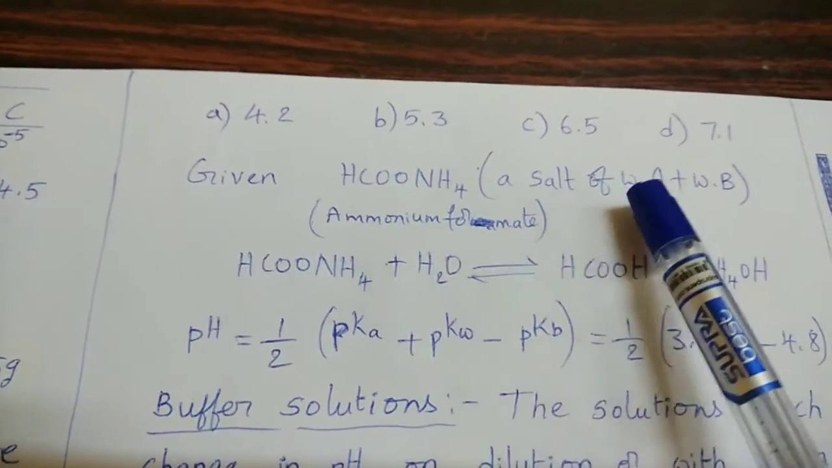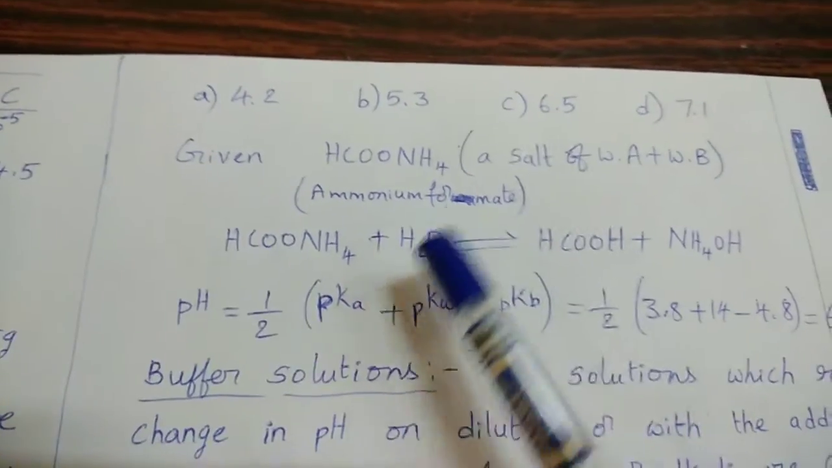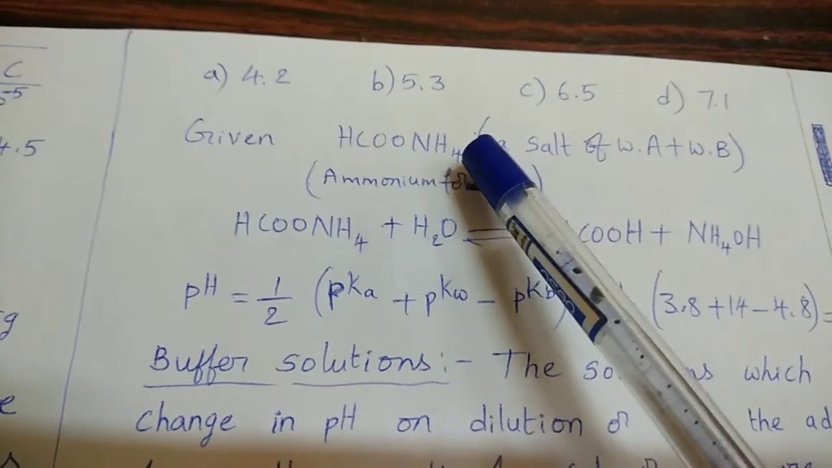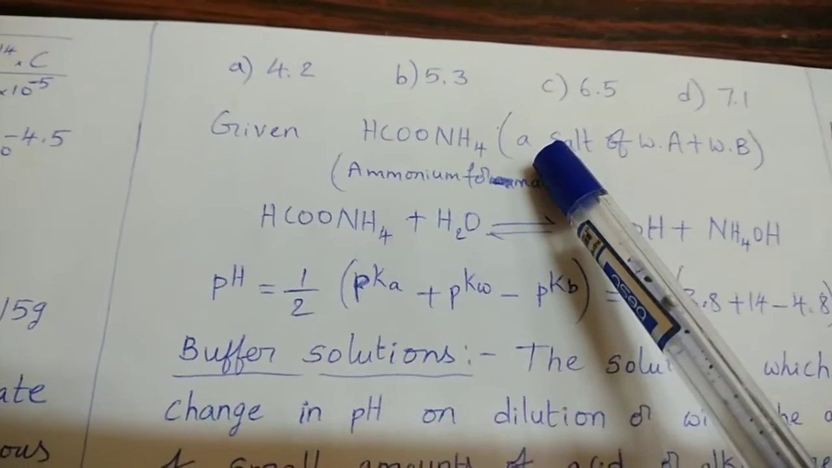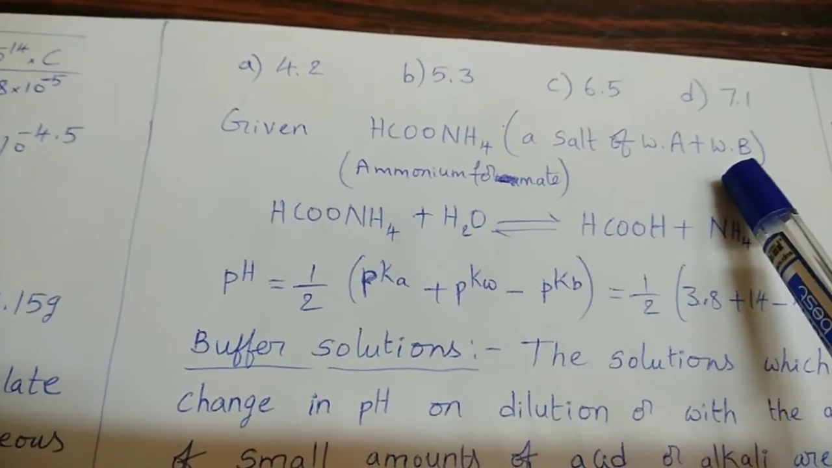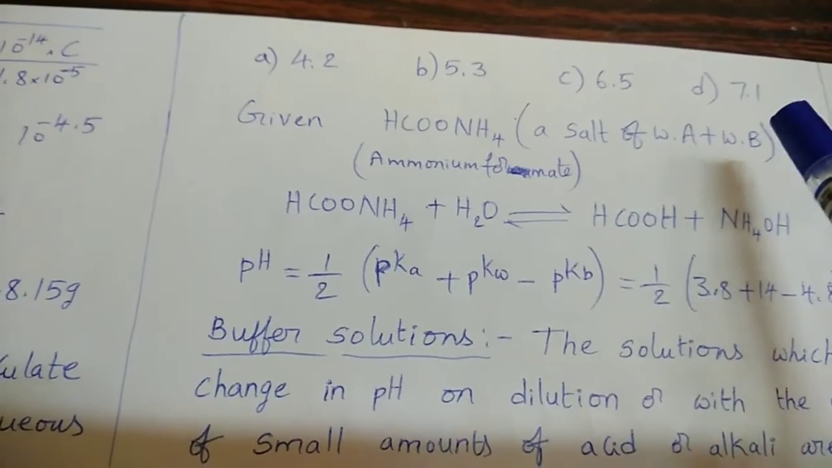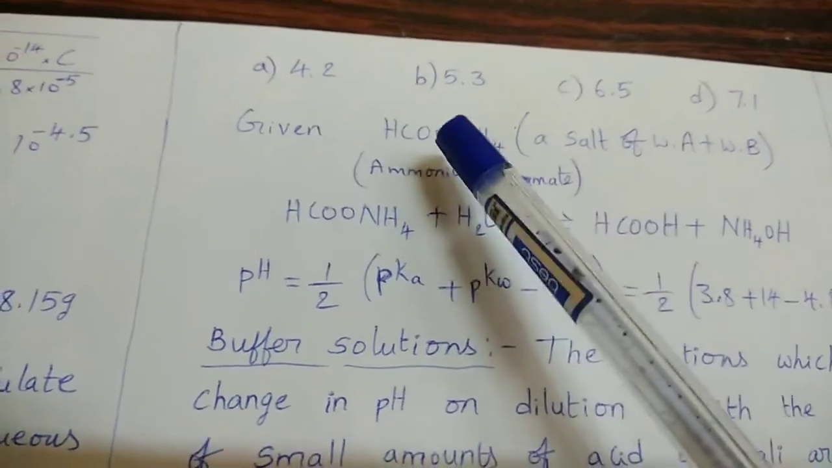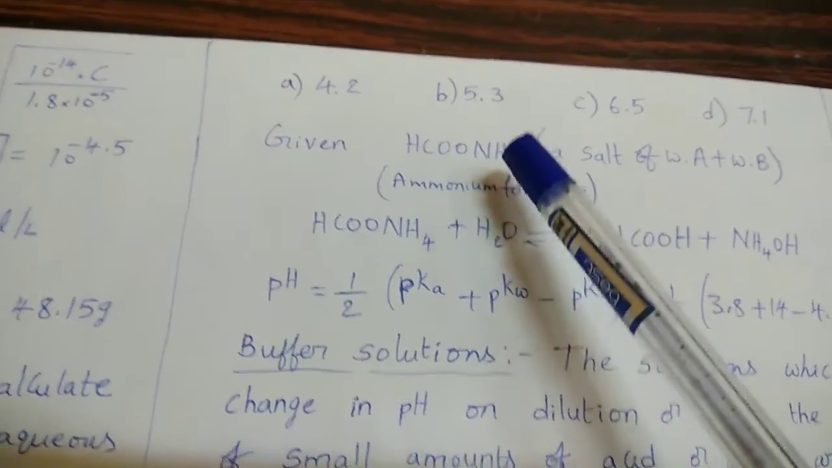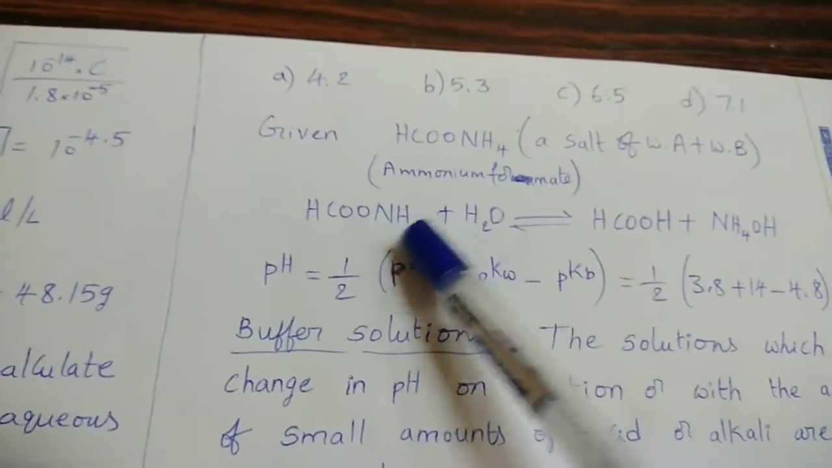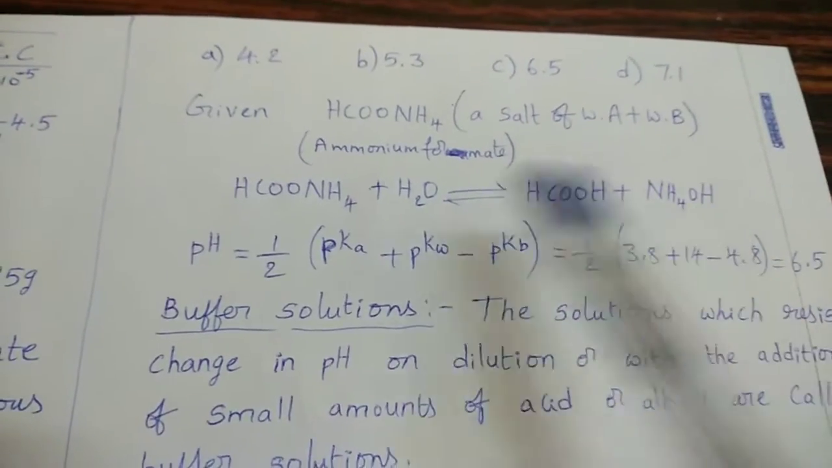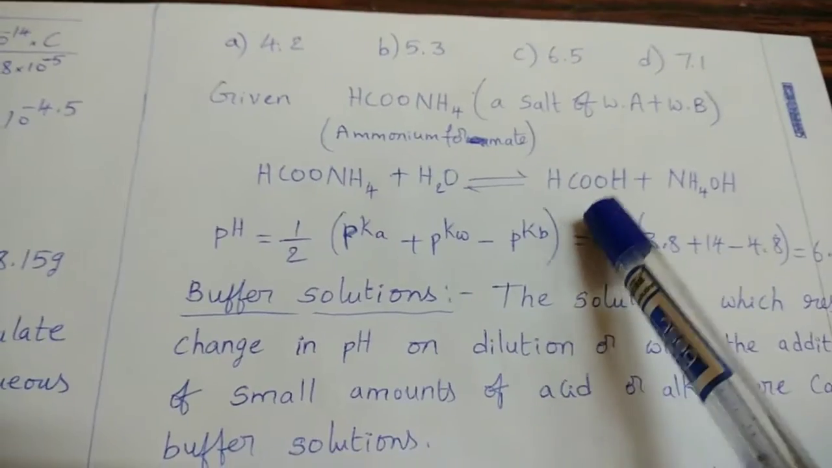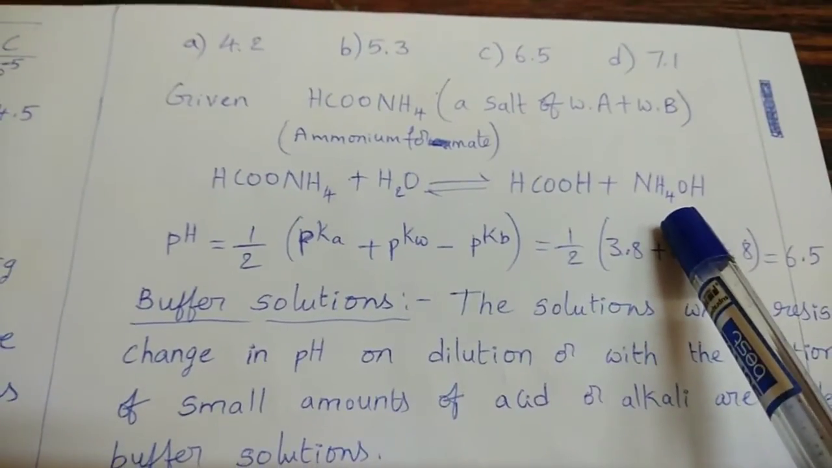It is the salt of a weak acid and a weak base. See the formation of this salt. This salt is formed by formic acid HCOOH plus weak base ammonium hydroxide NH4OH. HCOOH plus NH4OH gives rise to HCOONH4 plus H2O. When this salt is added to the water, these compounds are formed: HCOONH4 plus H2O gives rise to HCOOH plus NH4OH.